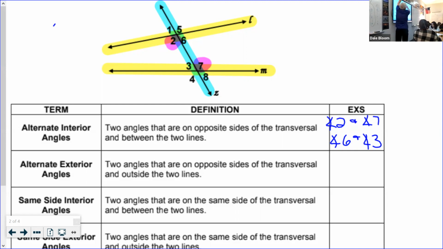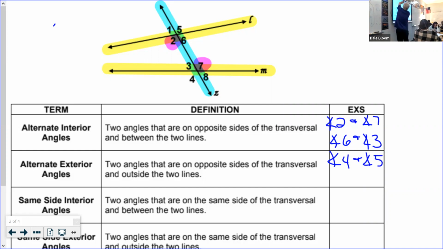If you think of these 2 lines that are kind of paired together, the inside is my highway, the outside is the gutter, the curb, the median. This is inside, this is interior, this is exterior. Outside the highway, inside the highway. Well, if we're talking about alternate exterior, now we're talking about different sides of the transversal outside the yellow lines. So 4 and 5 are examples of that. Angle 4 and angle 5 are alternate exterior angles.